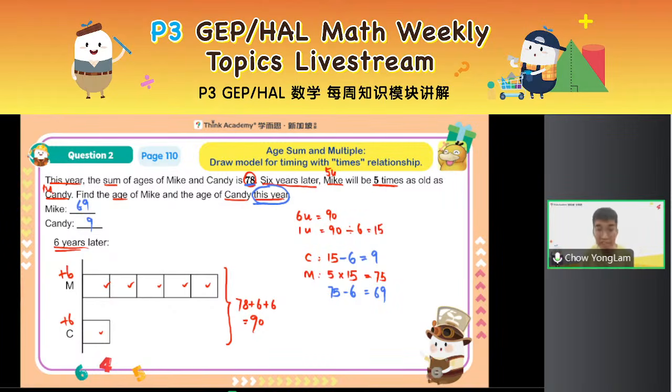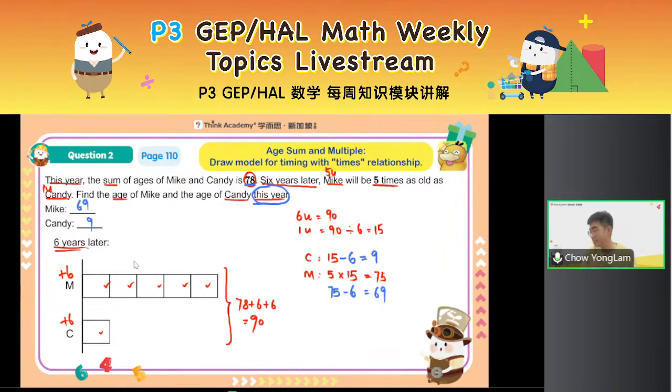Okay, any questions so far? If you are confused, it's okay. The playback is always available, or you can talk to me on the group chats later. So with that, hopefully whenever you see age problems, you know that in your model, you must pay huge attention to the time point with the multiple relationship.